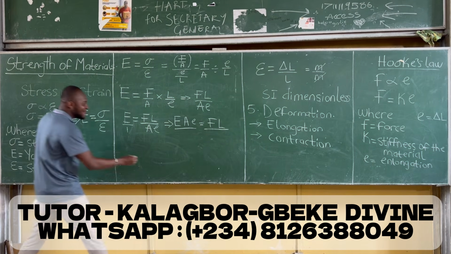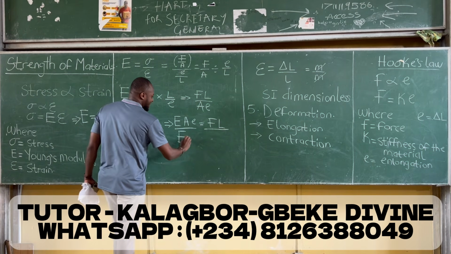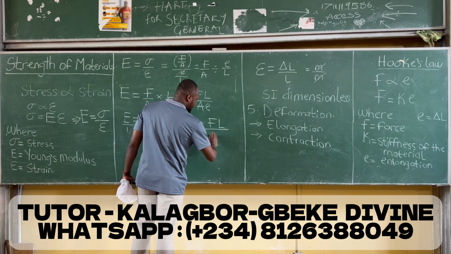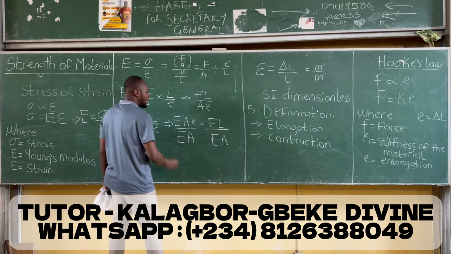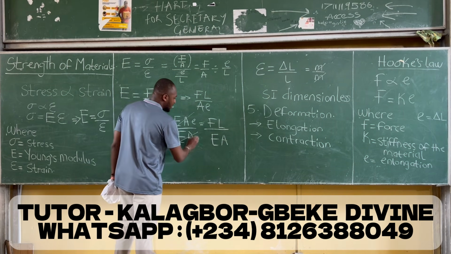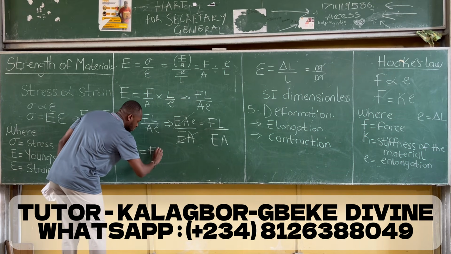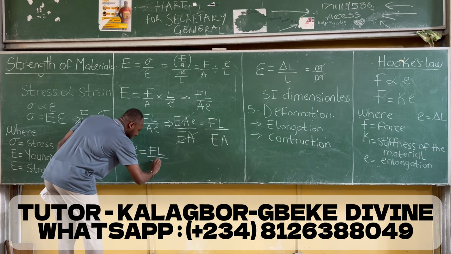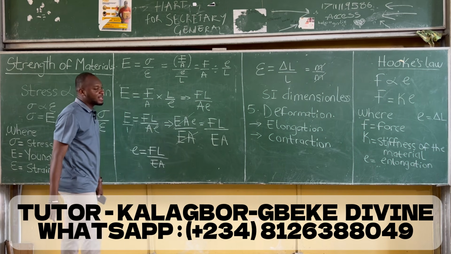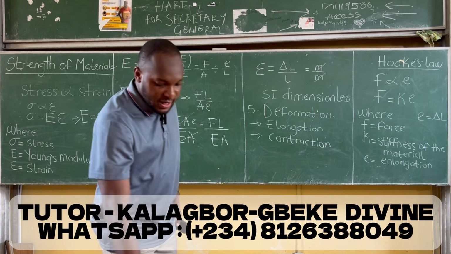So let's proceed. We divide both sides by EA, so that EA will cancel out EA. We'll be left with E, that's elongation, equal to force times length all over EA. So let's proceed to our example. Let's run.